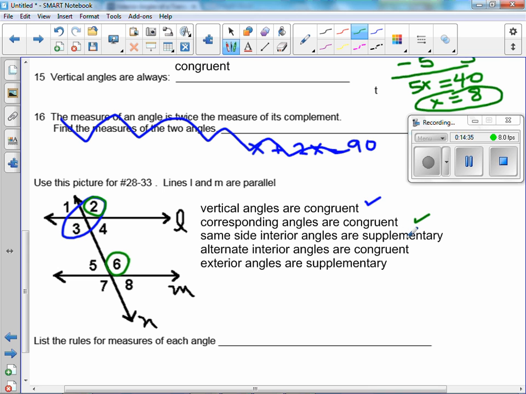Same side interior angles are supplementary. So if they're on the same side and inside the transversal, or inside the two parallel lines, same side interior angles are supplementary. That means they have to be 180. Alternate interior angles are congruent. That means they're equal to each other. And exterior angles, like you have the 2 and the 8, exterior angles are supplementary. That means it equals 180. So list the rules and measures for each angle.